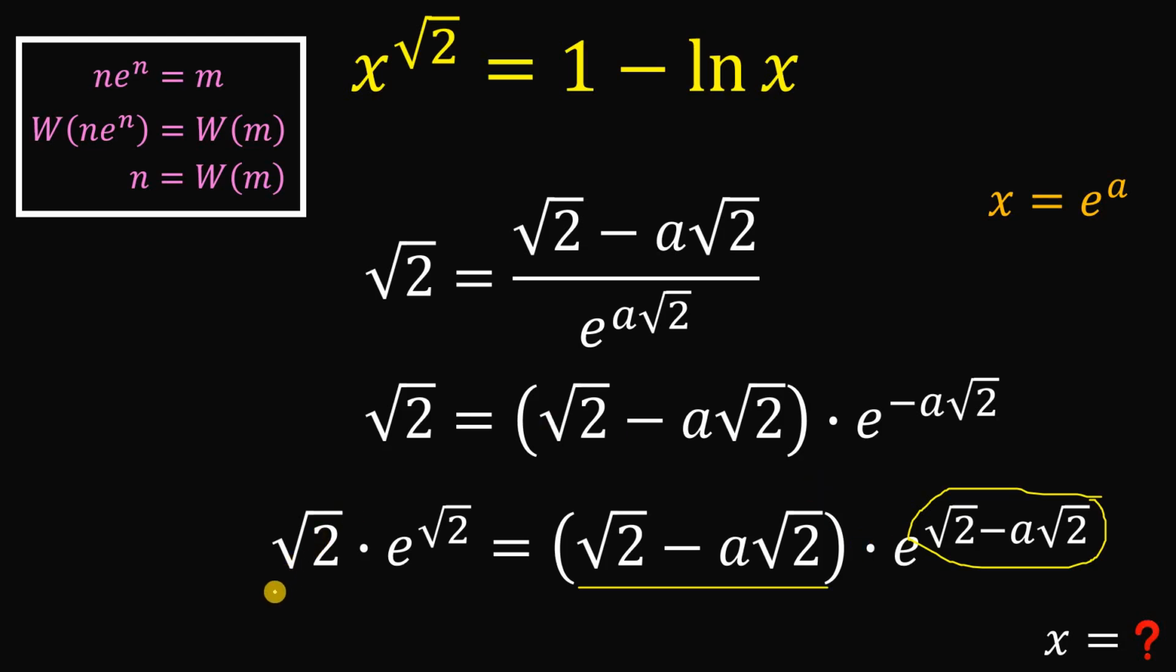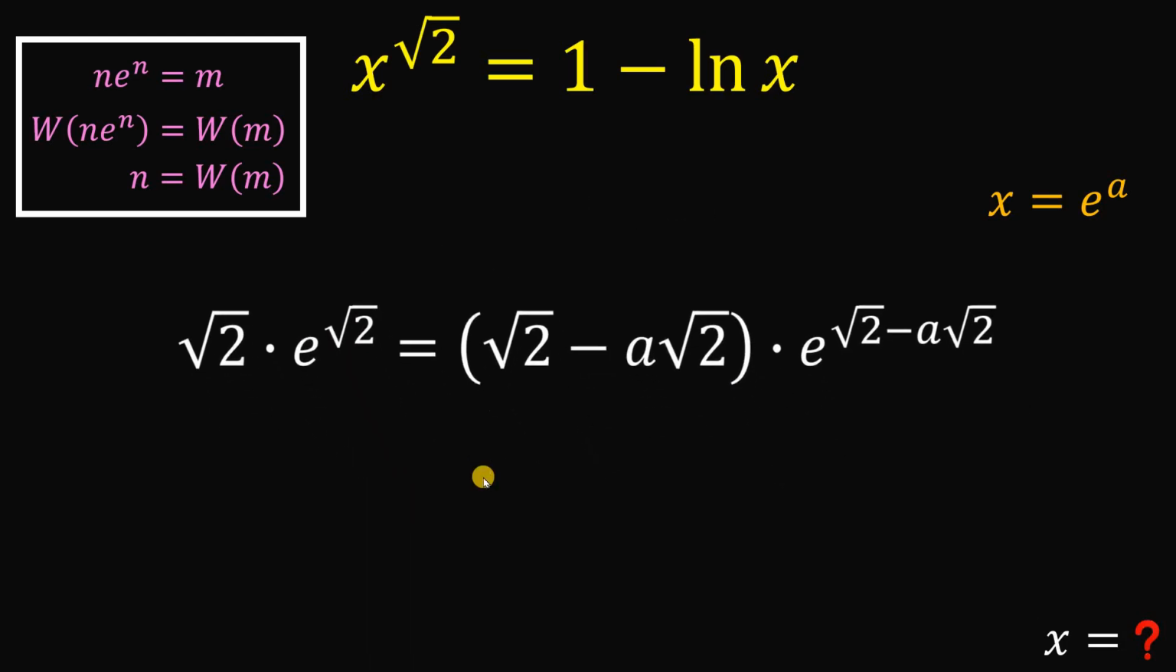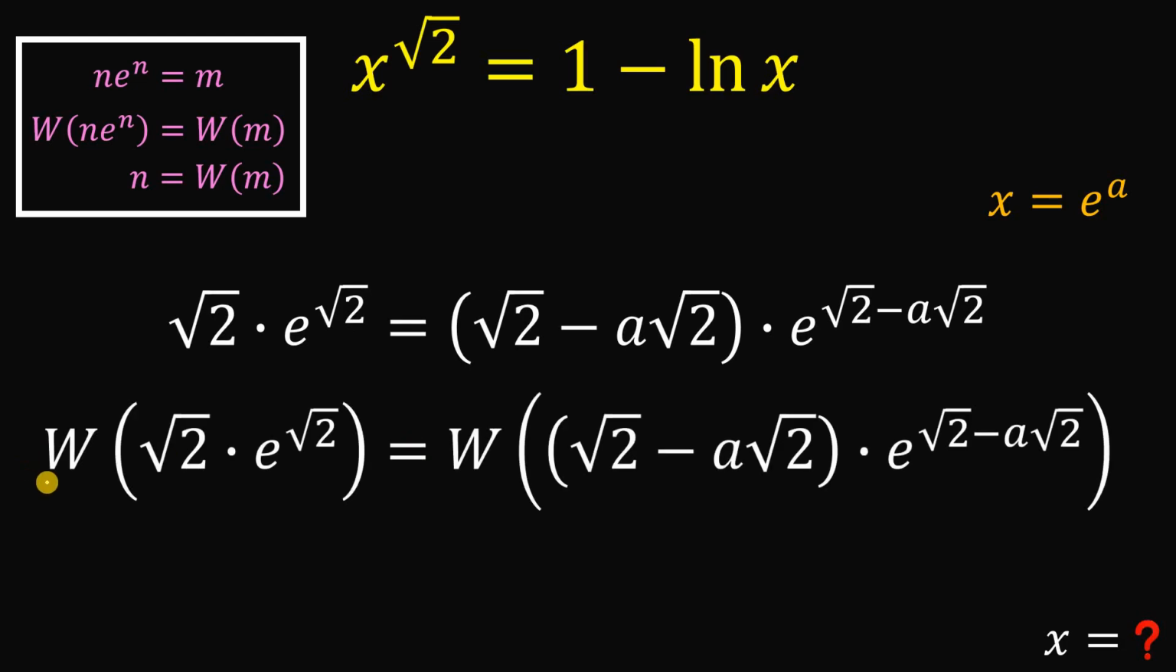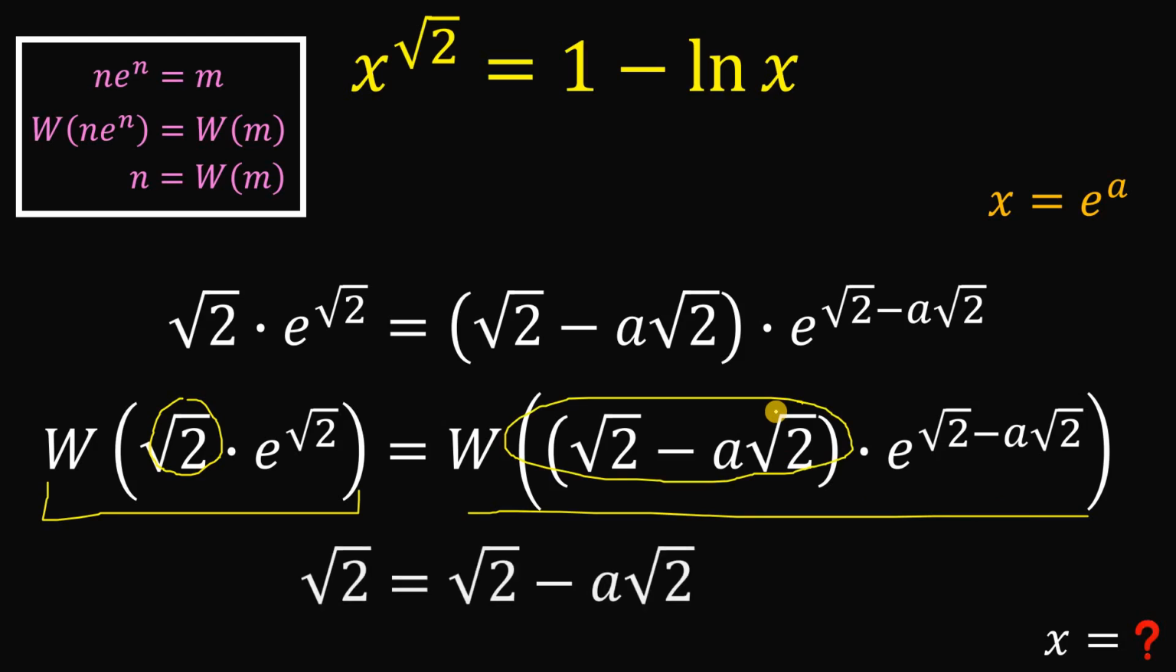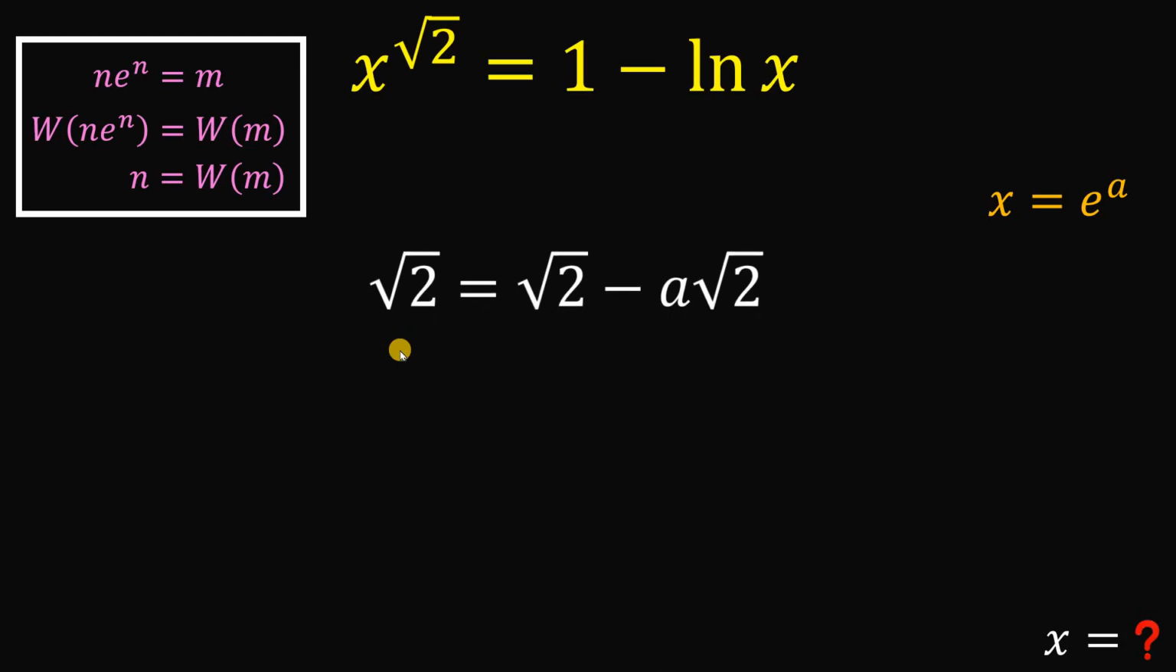On the right-hand side, we only have the same pattern: square root of 2 times e raised to the power of square root of 2. Now, if we take the Lambert-W function on both sides, the left-hand side is equivalent to square root of 2, and the right-hand side is equivalent to square root of 2 minus a times square root of 2. Now, we can solve for the value of a. If we subtract square root of 2 on both sides, we have 0 equals negative a times square root of 2. Divide both sides by negative square root of 2, and we get a equals 0.